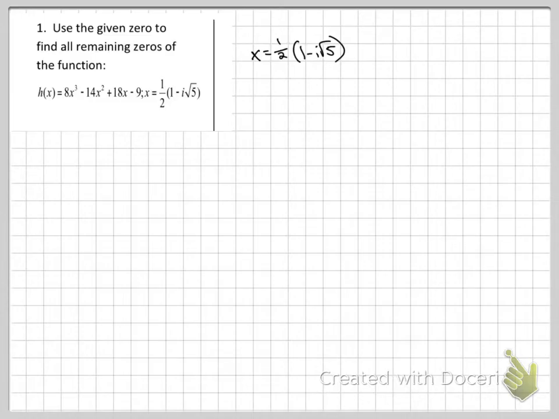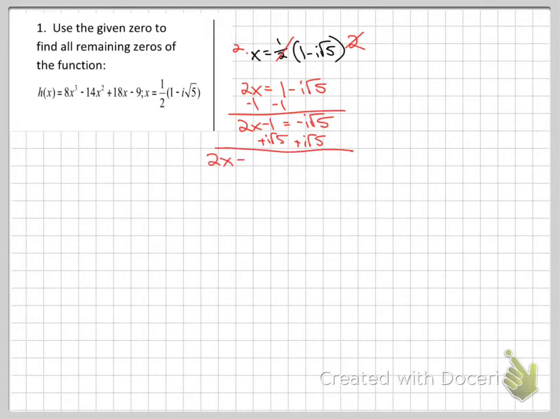So I could distribute 1/2, but that's just going to make a mess out of everything. So instead, get rid of 1/2, multiply both sides by 2. 2x equals 1 minus i root 5. Keep moving everything back to the left. Maybe you don't need to show as many steps as I am. One of my factors is 2x minus 1 plus i root 5, because that has to equal 0. So that's one of my factors.